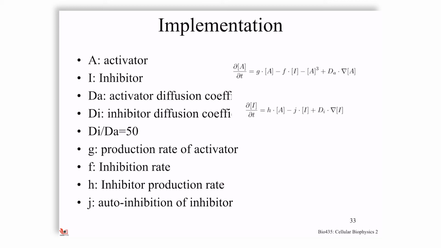In other words, the inhibitor is more mobile than the activator, or you could say the activator is slow moving or somehow hindered in its mobility. And G, F, H, and J are parameters of production of activator, inhibition rate of inhibitor, inhibitor production rate, and auto inhibition of inhibitor. Right.